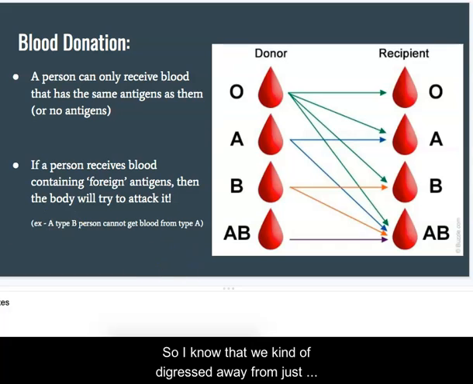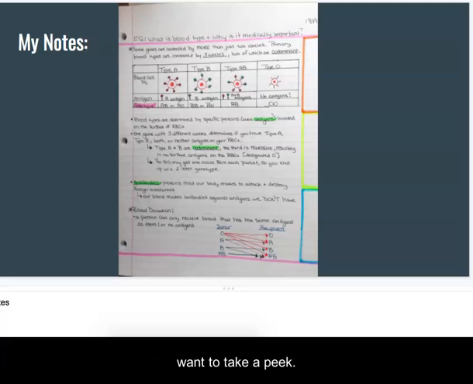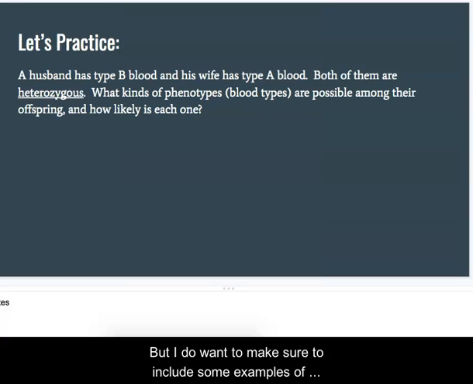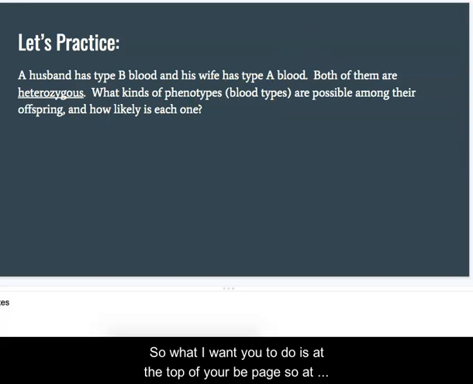All right. So I know that we kind of digressed away from just genetics problems, and here is a picture of my notes if you want to take a peek or zoom in or try to recreate, kind of your choice here. But I do want to make sure to include some examples of Punnett squares before I give you some practice problems. I thought it was important to learn about blood type, and now we're going to hit a couple of these examples.